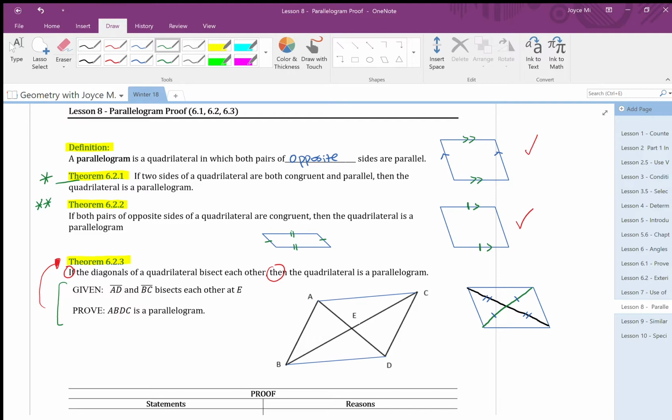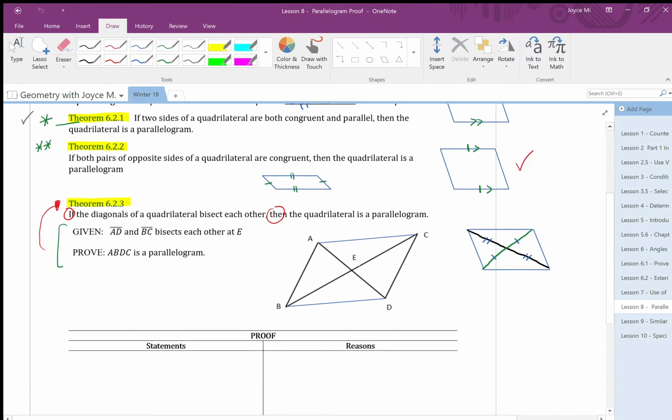So there are three approaches I could do. I could use a definition. I could use theorem 6.21. I could use theorem 6.22. Here, again, I'm going to use 6.21 for demonstration. I'd like to show you something involving parallel. So let's do this theorem. Let's keep in mind what I want to show. I want to show that one pair of opposite sides are both congruent and parallel. Then it's a parallelogram. That's my plan.